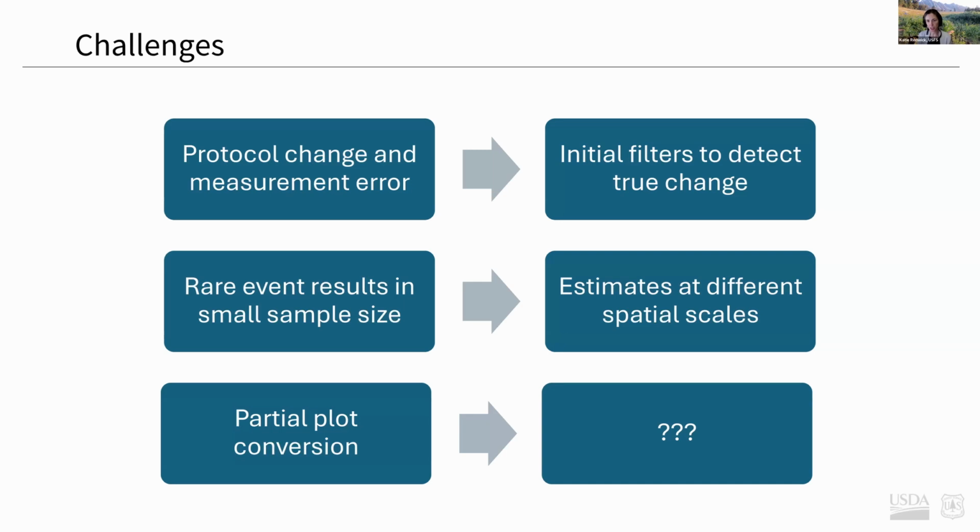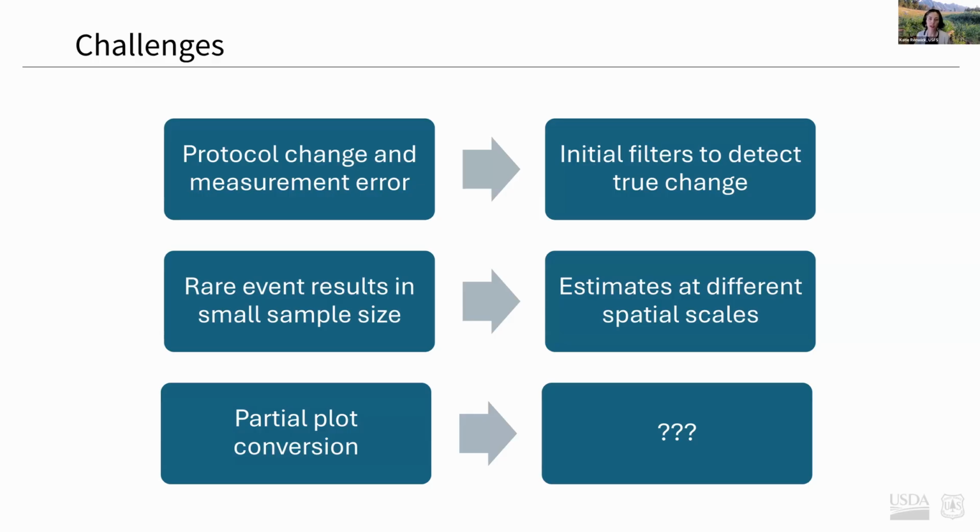The next challenge was that because forest conversion to agriculture is pretty rare in the US, the sample of FIA plots showing ag-driven deforestation was really small. And to deal with this, we produced estimates at several different spatial scales, which allowed us to look at the data in more detail where the sample size was large enough.